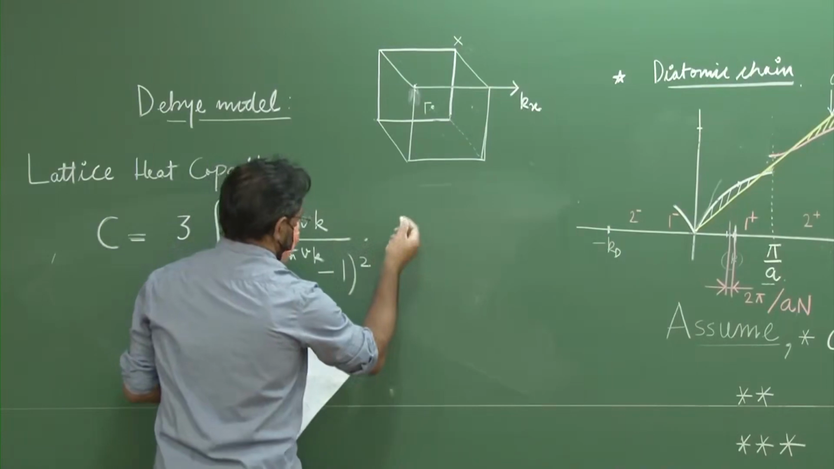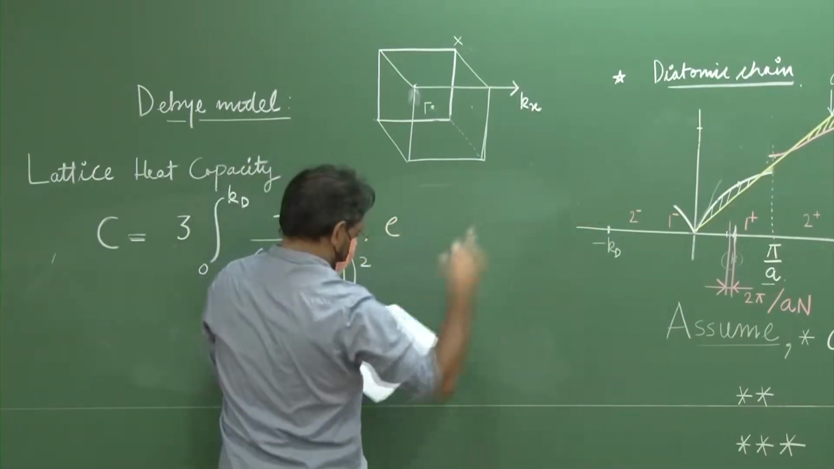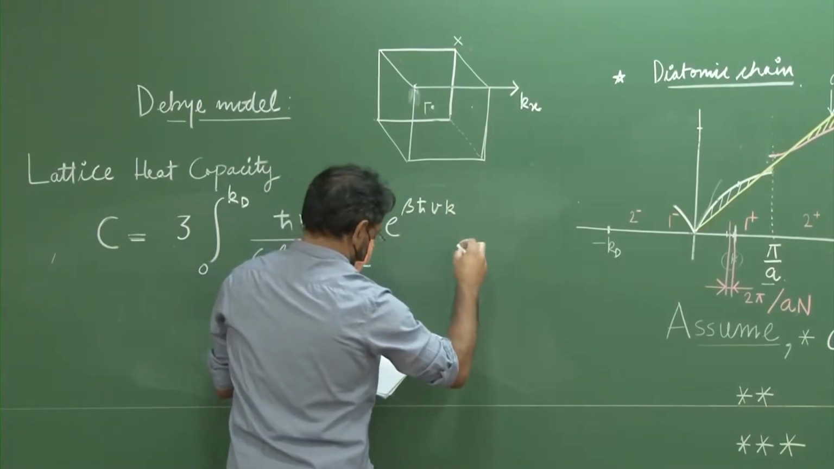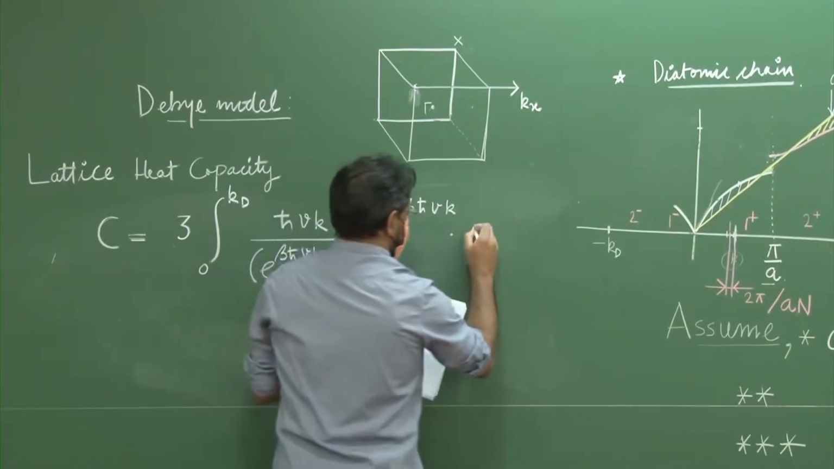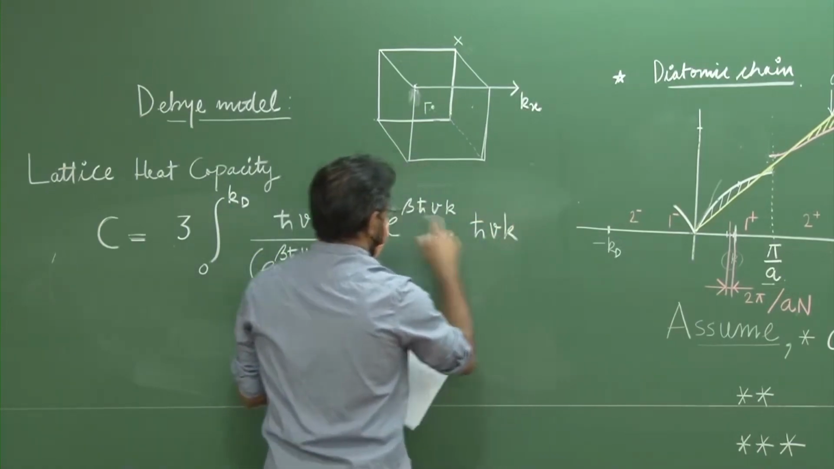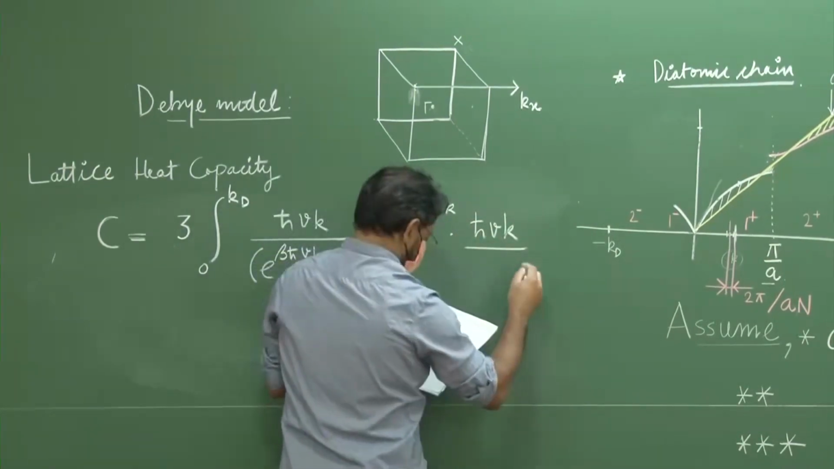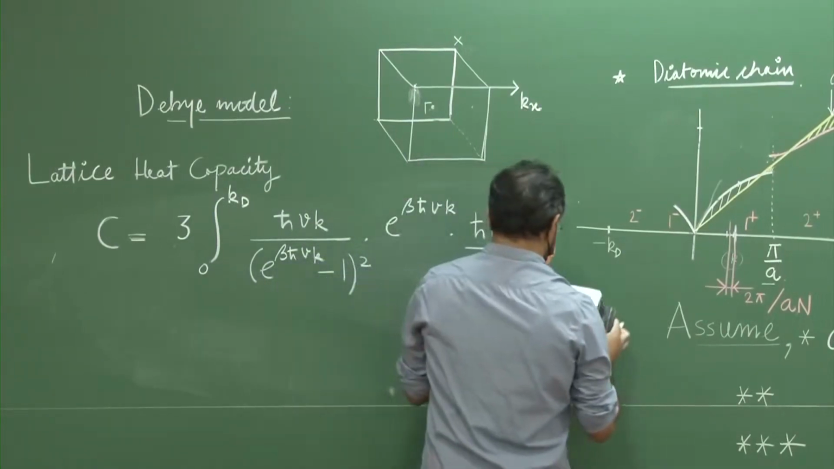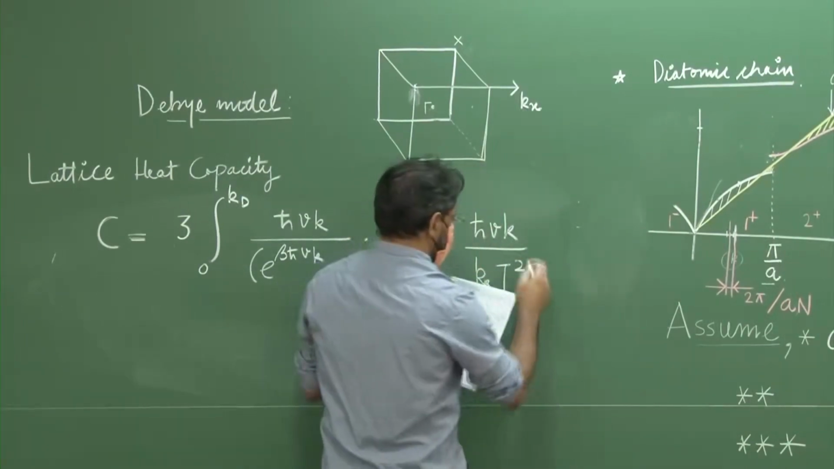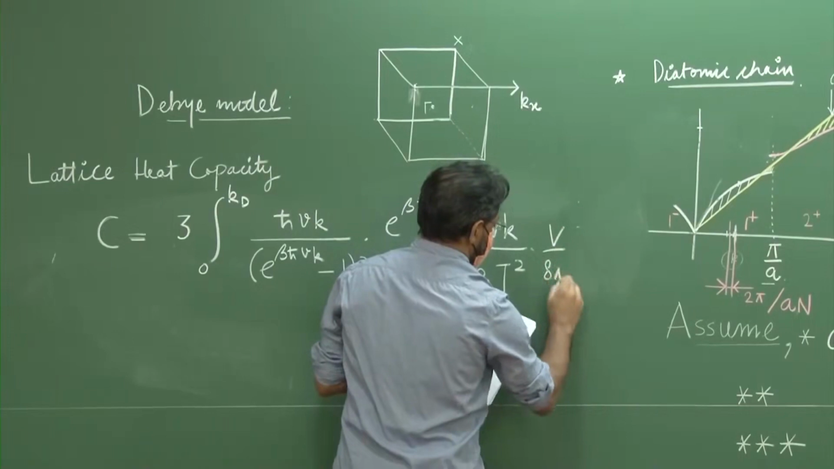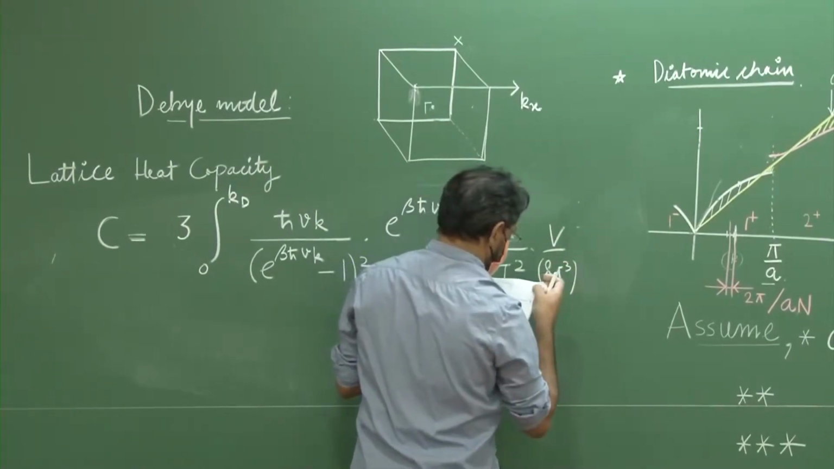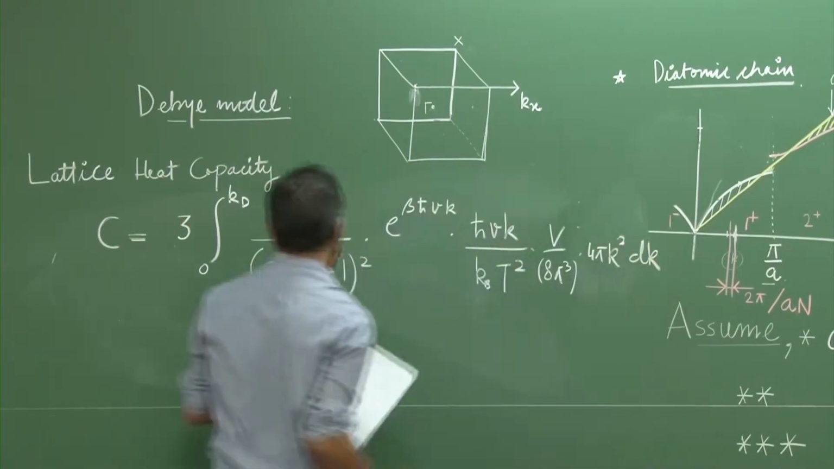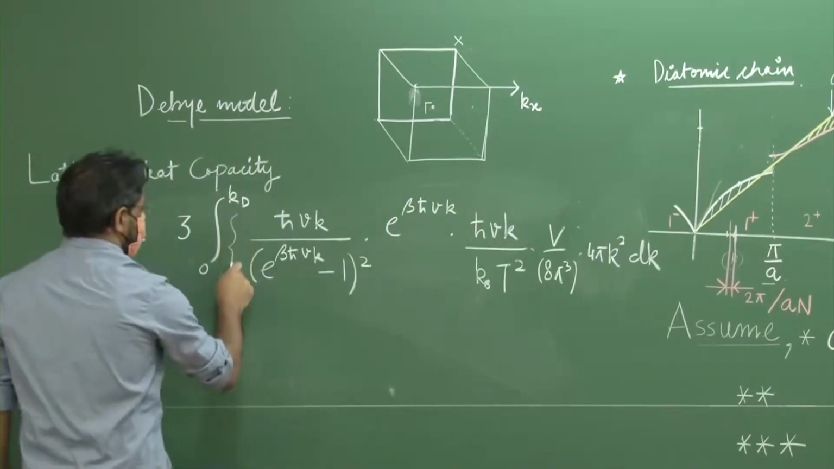So in fact, without simplifying, the derivative of this which I have written here, beta h bar vk, you differentiate it, so you get h bar vk. Now the differential of this is h bar vk divided by kb T square, and then you have into V over 8 pi cube, and then you have 4 pi k square dk. Okay, this is after the temperature derivative.